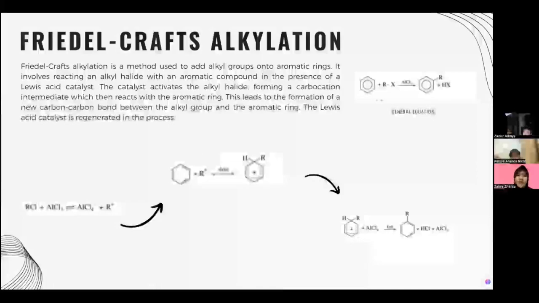So that's the general equation. And for the steps, there is the visualization, but basically the alkyl halide will be activated once it reacts with the Lewis acid catalyst. After that, the activated alkyl halide will break apart and leave a positively charged carbon, the carbocation. Then the carbocation attacks the aromatic ring, which has a lot of electrons. After that, it will form a new carbon-carbon bond, adding the alkyl group to the aromatic ring. Next.